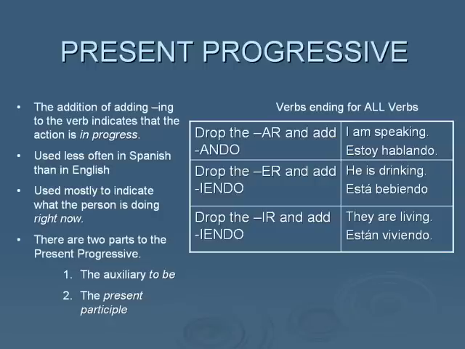The present progressive is used to indicate what the person is doing right now or an action in progress. So there are two parts to this: the verb estar, to be, and the present participle. You drop the AR and add ando, and for ER and IR you add yendo.